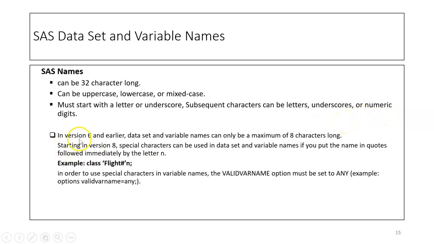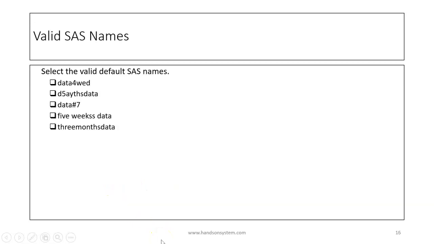In version 6 and earlier, data set and variable names can only be a maximum of 8 characters long. Starting with version 8, special characters can be used in data set and variable names if you put the name in quotes followed immediately by the letter n. For example, 'class flight #'n. In order to use special characters in variable names, the valid var name option must be set to any, for example, options validvarname=any. So then we can use this. So there are some valid SAS names.